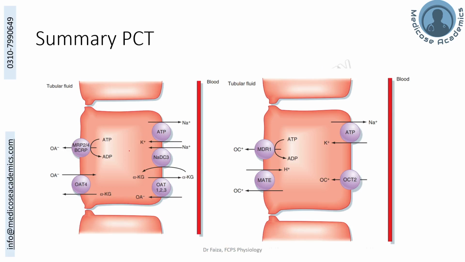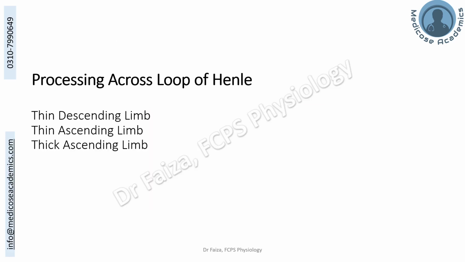In this image, you can see the secretion of different substances, for example, alpha-ketoglutarate and organic anions across the proximal convoluted tubule. Also, this is showing excretion of certain cations across the proximal convoluted tubule by the secondary active transport mechanism.